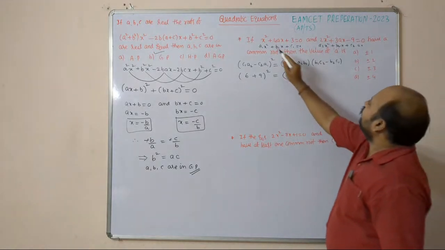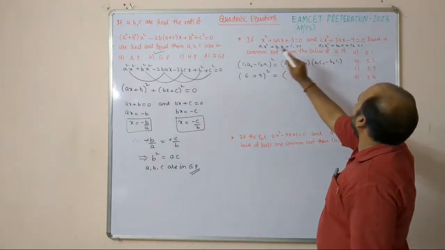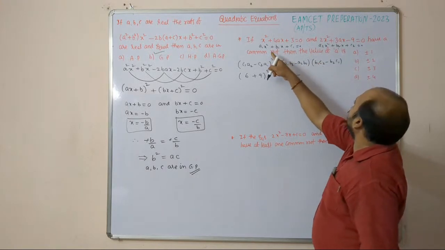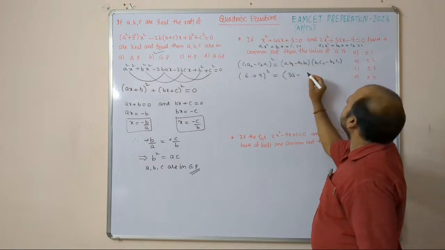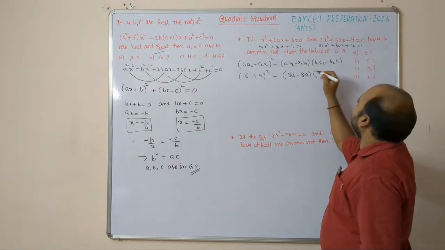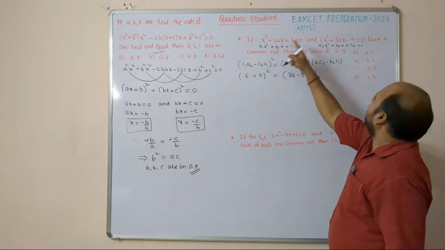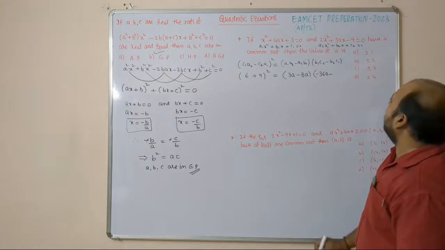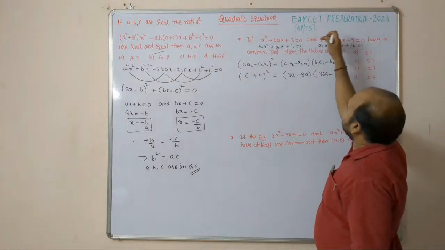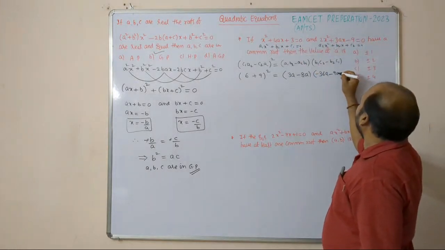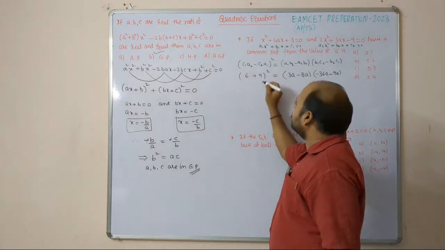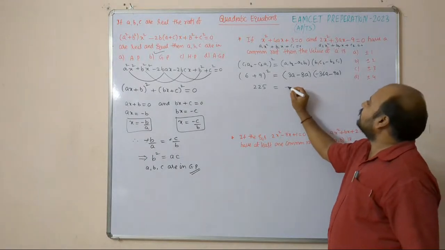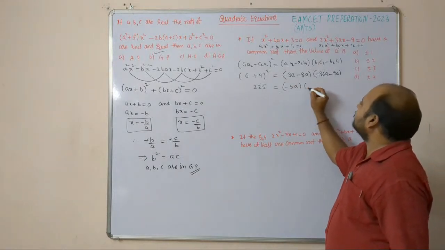a1b2: a1 is 1, b2 is 3a, so 3a, minus a2b1: a2 is 2, b1 is 4a, so 8a. Then b1c2: b1 is 4a, c2 is minus 36a, minus b2c1: b2 is 3a, c1 is 3, so minus 9a. So 15 square is 225, equal to minus 5a into minus 45a.